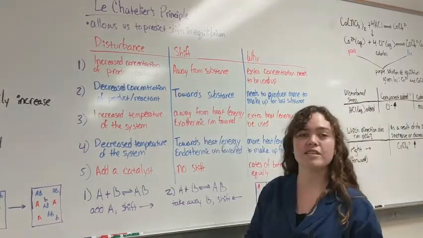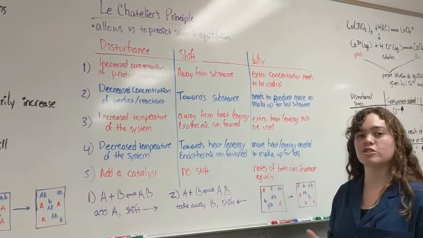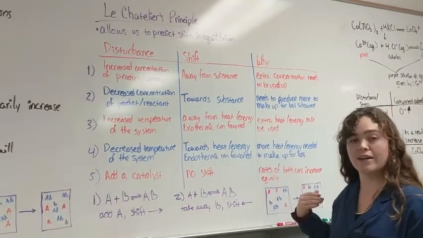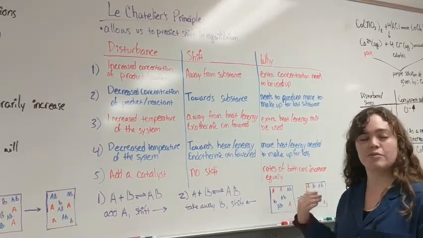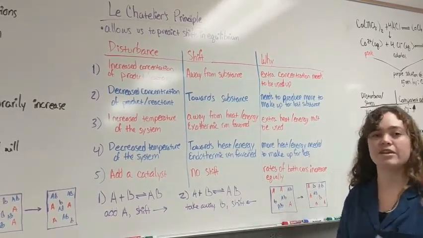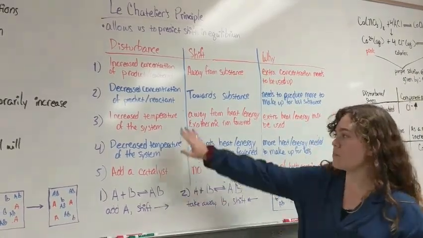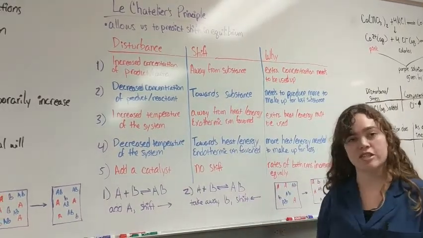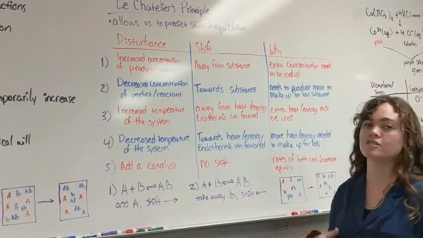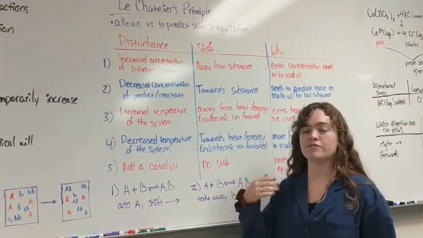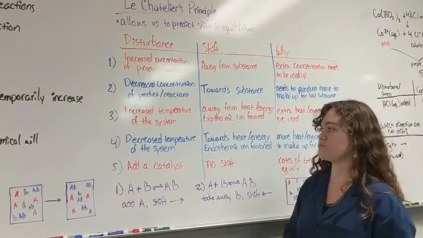The first one, if you increase the concentration of either the product or the reactant, then the reaction will shift away from where you added it. So if you add a reactant, it will shift towards the products. If you add a product, it will shift towards the reactants because it wants to get rid of that excess of the chemical that you added. The next type is when you decrease the concentration of something, then it'll shift towards that. So if you decrease reactants, it'll shift towards reactants. Same with products. If you decrease products, it'll shift towards the products to make up for what was taken away.